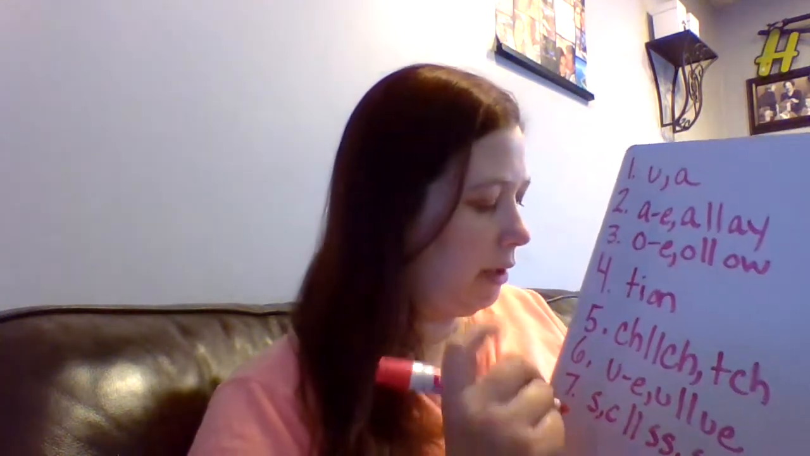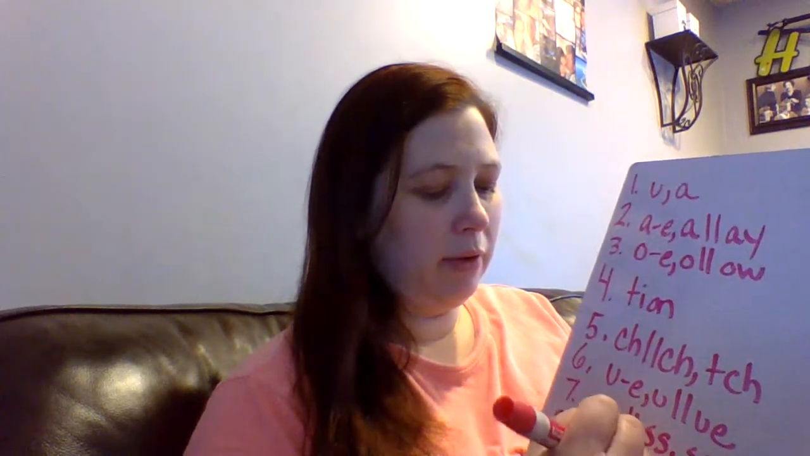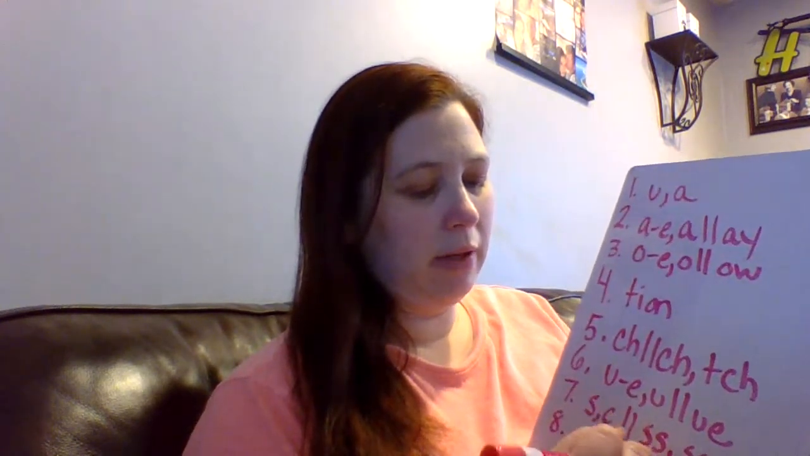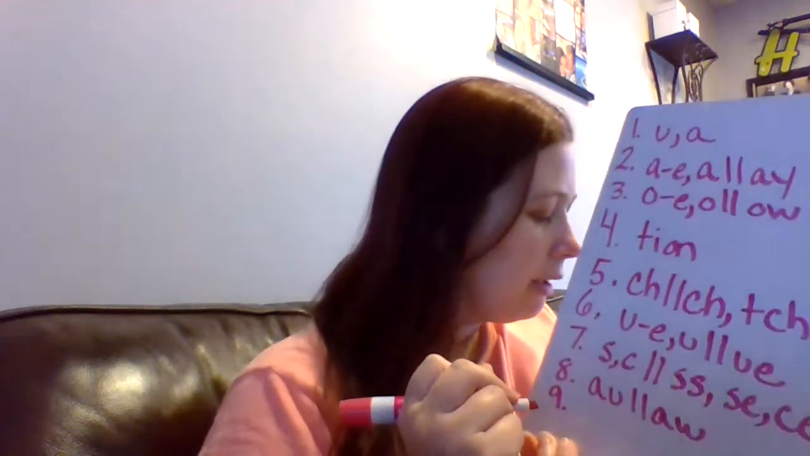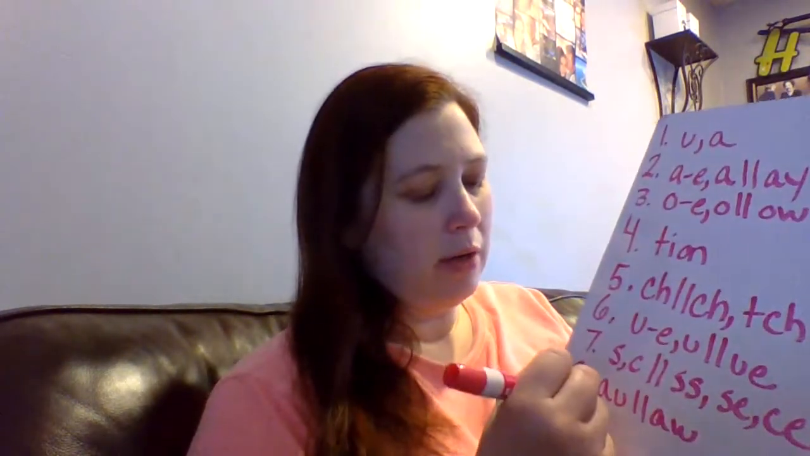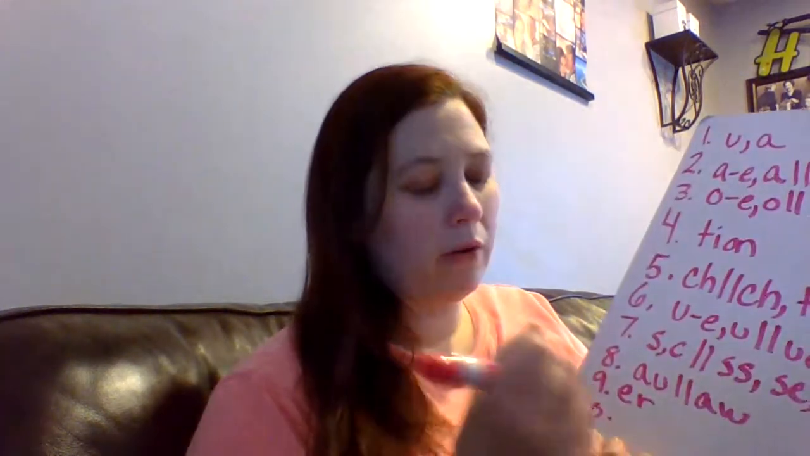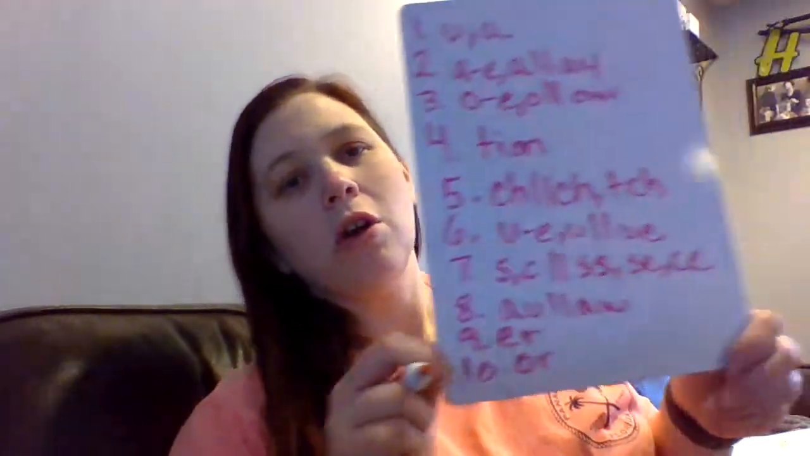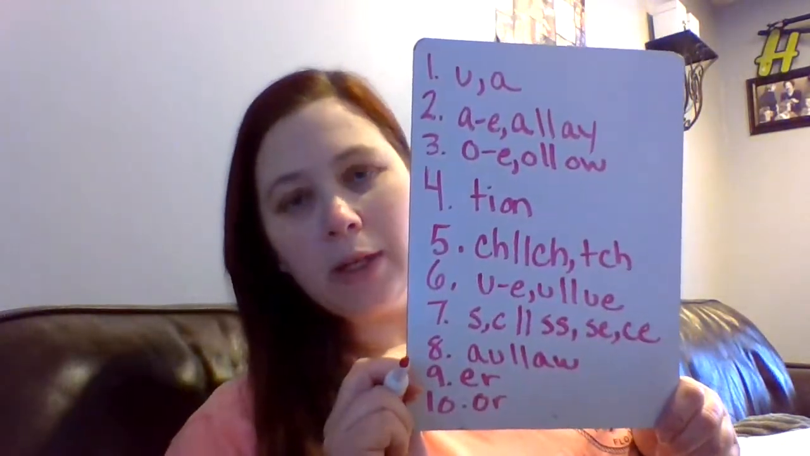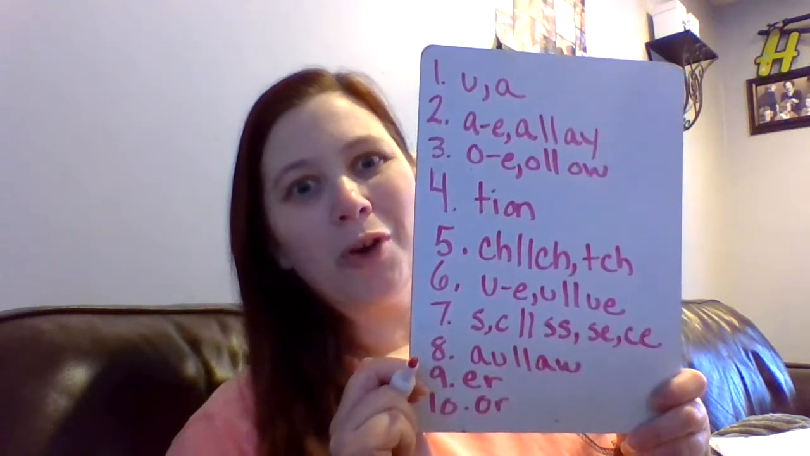Number 8, Aw is a U as a middle or beginning sound, and as an ending sound, a W. Number 9 is that combination ER, and number 10 is OR. That's our combination OR. I was able to get them all in on one page. Go ahead and pause if you need to get this all written down, or if you just need to take a minute to get finished, and we'll move on.